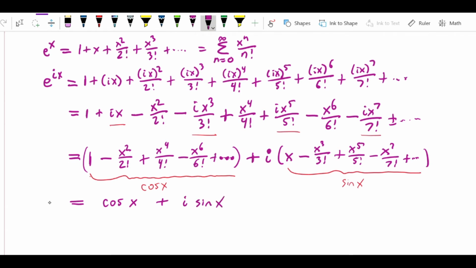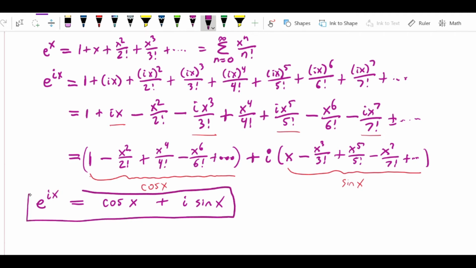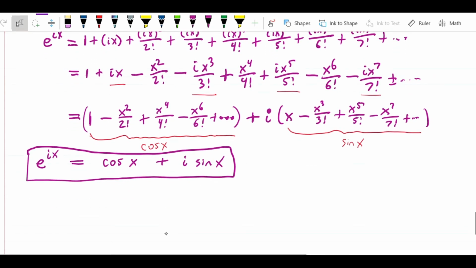Let's bring down what we started with, and we see that e to the ix is equal to cosine x plus i sine x. This isn't just a notation. Using what we already know about calculus, about series, the series representations of a function, this is the only logical conclusion that we can draw, that if we raise e to the imaginary power ix, we get cosine x plus i sine x.